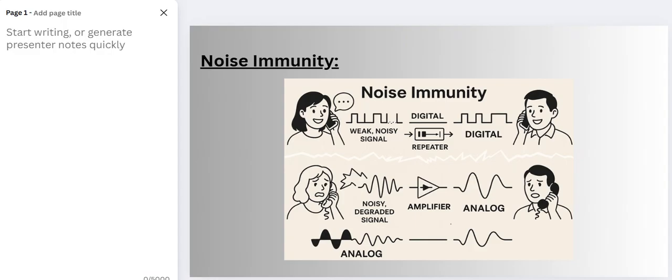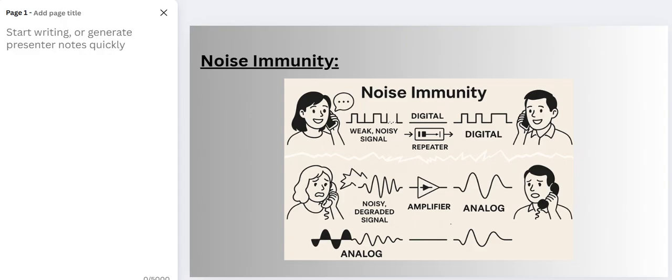In the digital communication systems, a digital signal is represented by discrete zeros and ones. Even if some noise is added, as long as the receiver can still distinguish between a 0 and 1, the original message can be recovered.